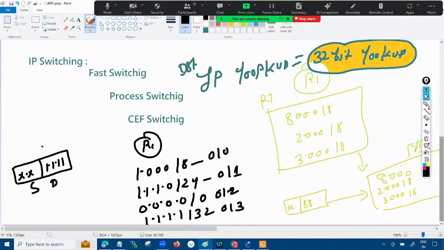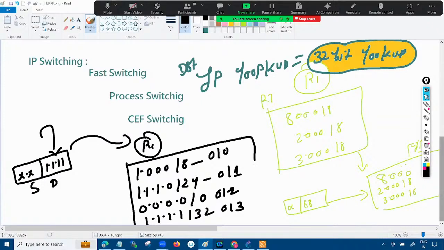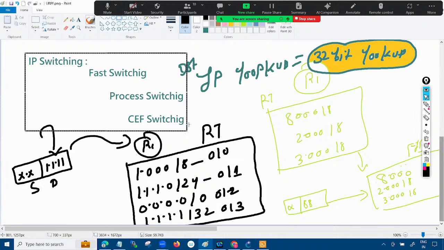So tell me one thing. If the router receives this packet where the destination is 1.1.1.1, which interface will the router use to forward the packet? This is my routing table. You tell me. The first issue with all these switching mechanisms, try to understand this part, guys, is that they are doing the 32-bit lookup. That's the first. The second problem, you need to find the answer. Whenever the router receives this packet with destination 1.1.1.1, which interface will it use to forward the packet?